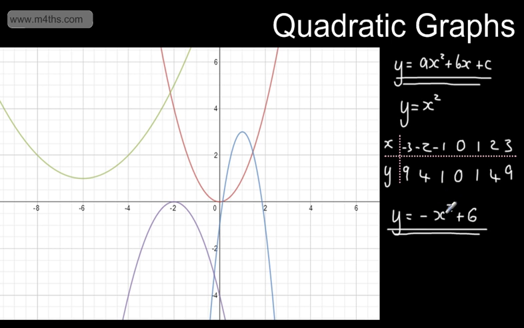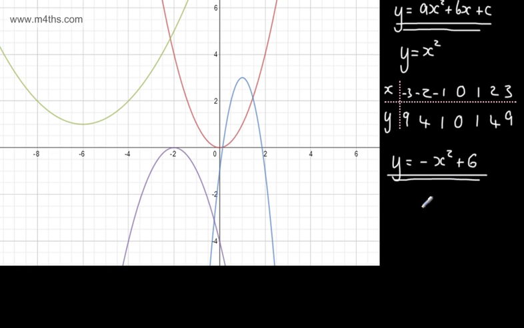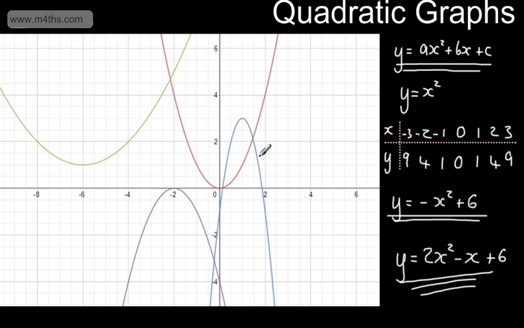The highest power of x is x squared. We don't have y squared, we don't have y cubed. We're just looking at x squared. So generally they can be written in this particular form. So if we had y is equal to 2x squared minus x plus 6, when we went to draw this, we would have a parabola. So that's what a parabola looks like.